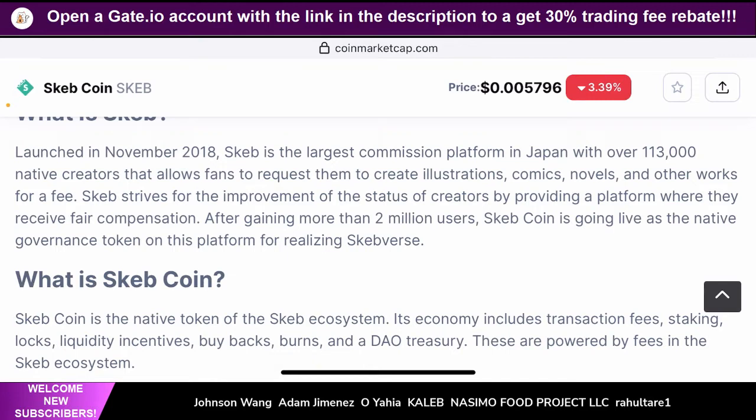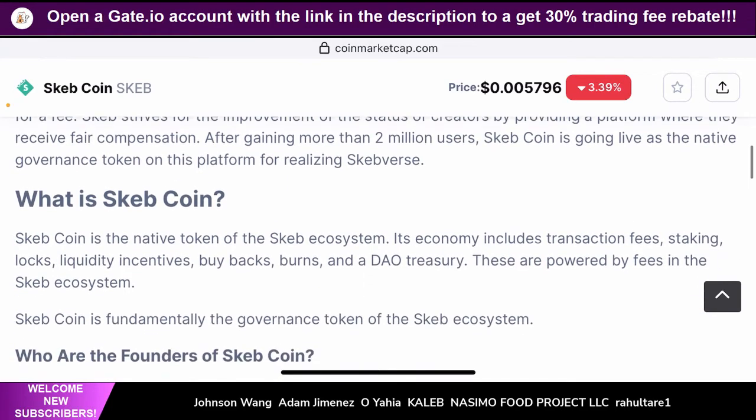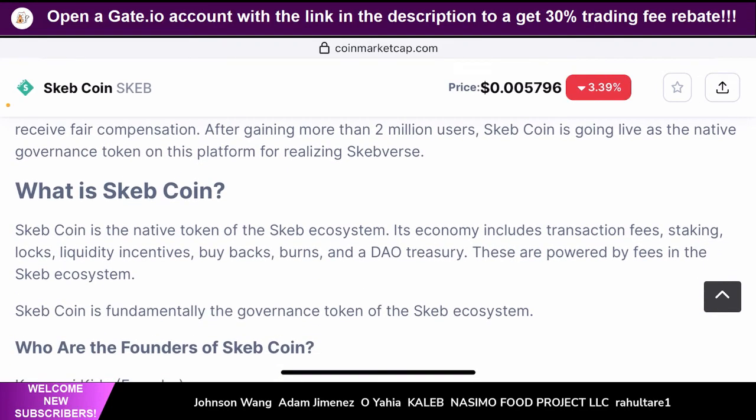So these are powered by fees in the SKEB ecosystem. So obviously when you interact with a content creator and thereby you purchase an idea or a novel from them, you pay a fee, and a portion of the fee goes to the treasury, which will fund the DAO ecosystem, right?